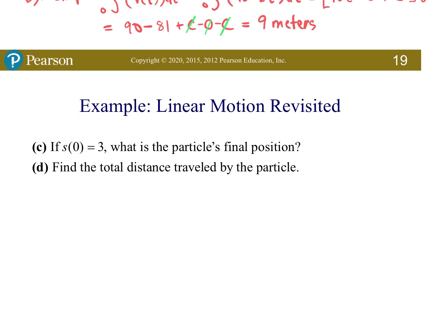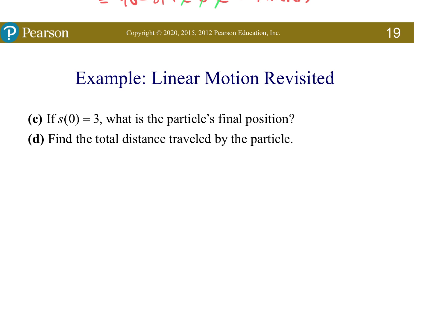Okay. All right, so now we get to the part C and D. If S of 0 is 3, that is the starting position. So that means at time 0, the starting position is already at 3. So now I'm going to answer the final position, which is always a combination of the starting position plus the displacement. So my part C would be my final.